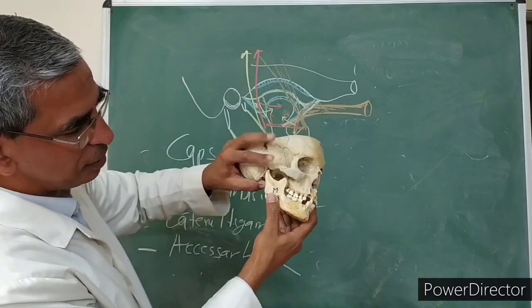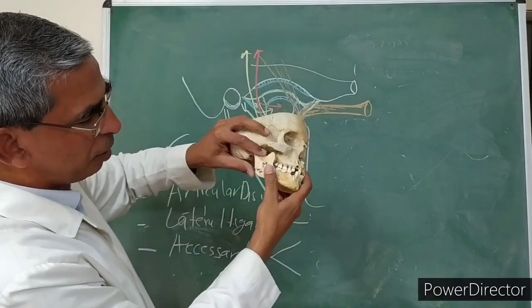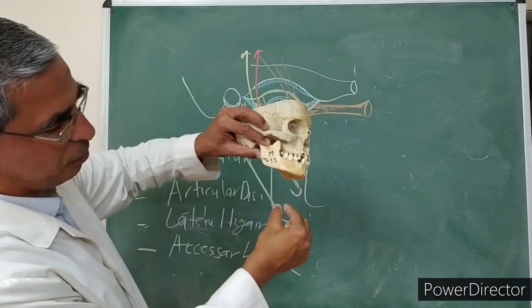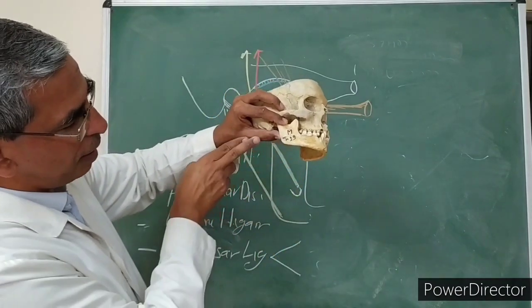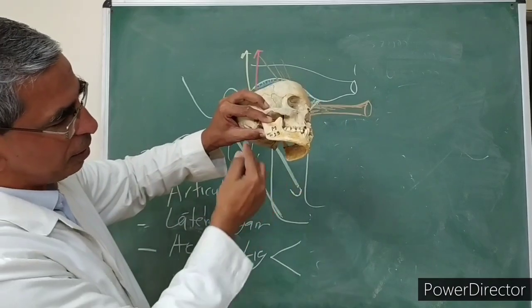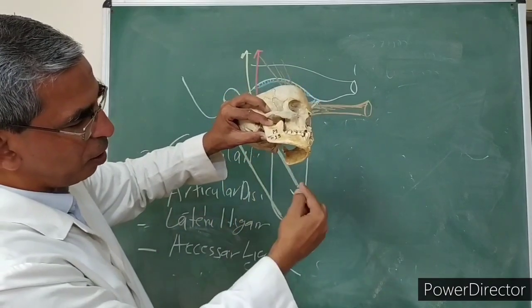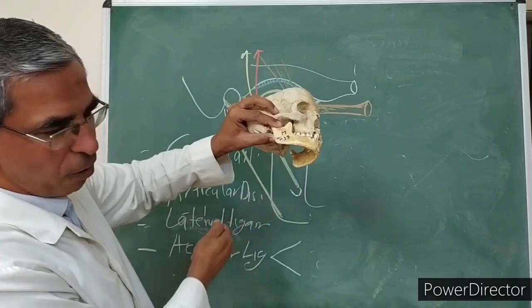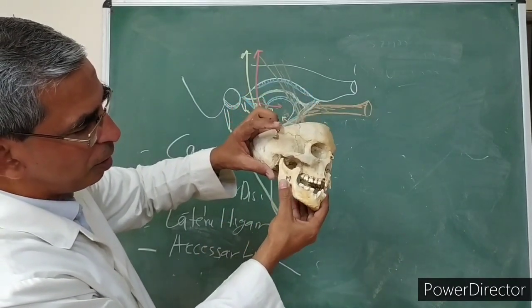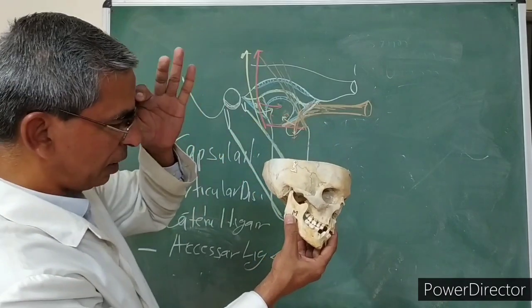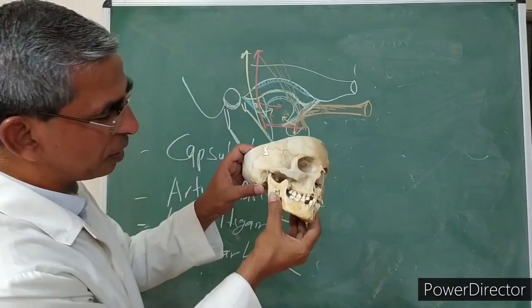During the depression, what happens? The hyoid bone will be stable here. The hyoid bone is stabilized by the infrahyoid muscles, while the digastric, geniohyoid and mylohyoid pull the mandible downward. So they also help in the depression, or opening of the mouth, along with the lateral pterygoid muscle. Clear?